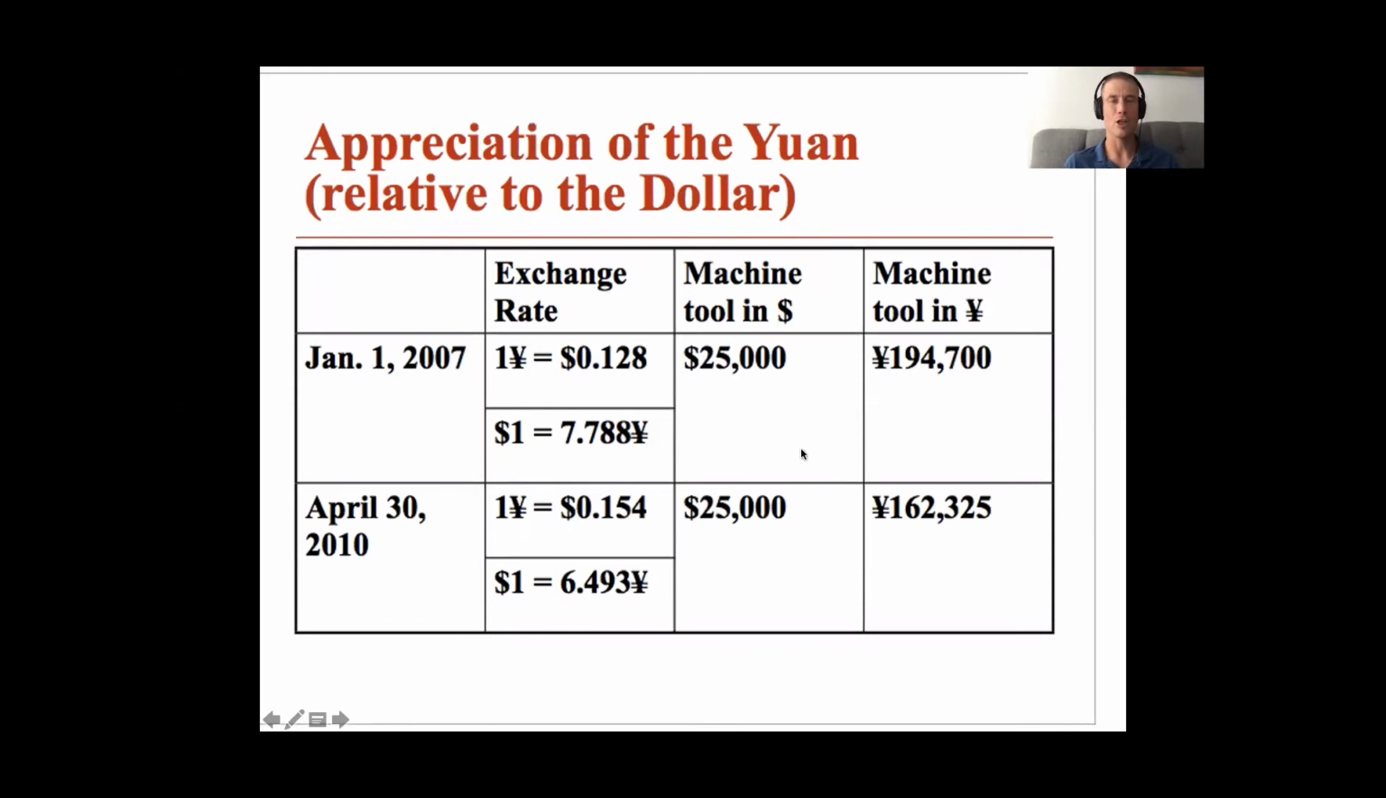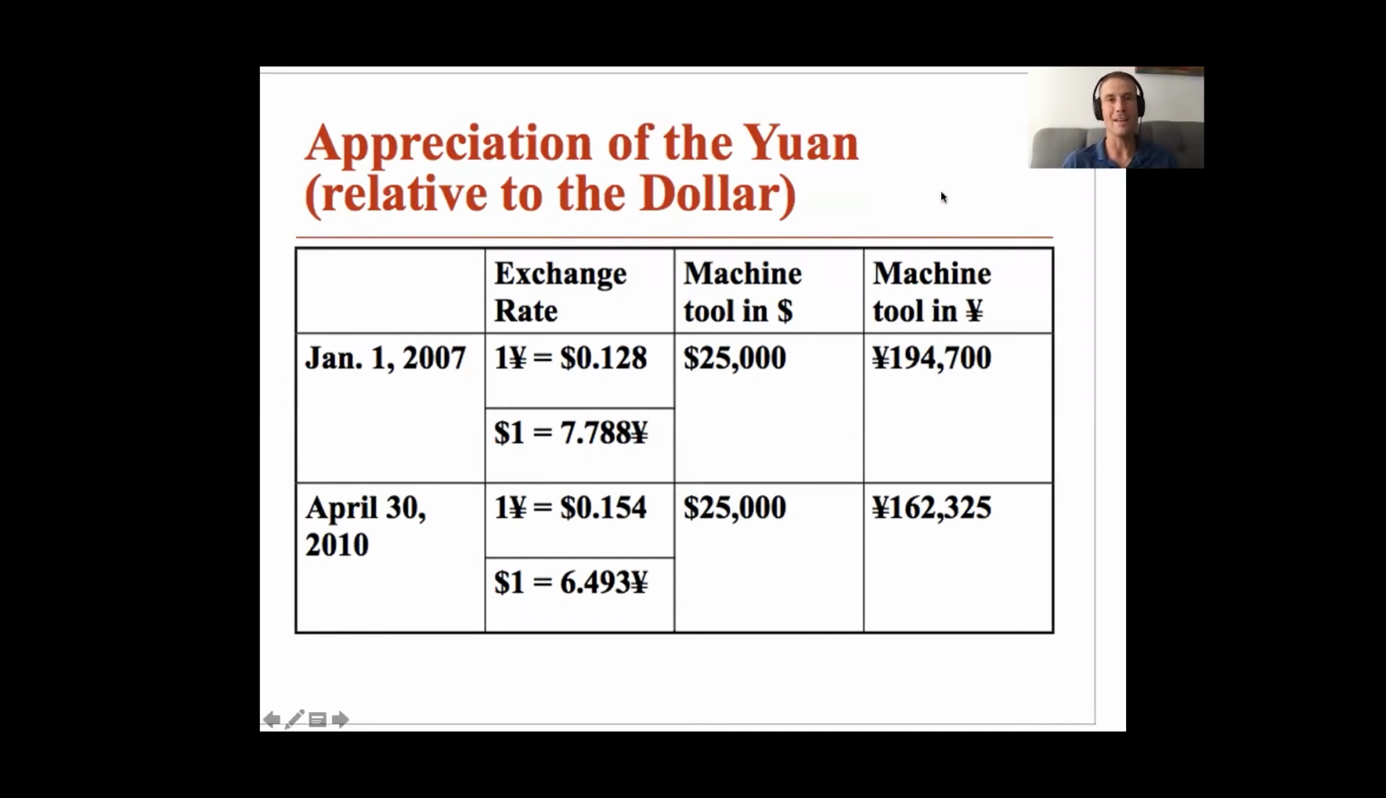So if you look at machine tools that we were exporting to them, a $25,000 machine tool in 2007 was going to cost close to 200,000 yuan, but it was down to more like 160,000 yuan a few years later. So the things that we were trying to export to them were getting a lot cheaper in real terms in China, so they were importing more from us. Right? So their stuff was getting more expensive in the US, so we bought less of it. Our stuff was getting cheaper over there, so they bought more of it, right? So that helped bring the trade imbalance back in line a little bit.